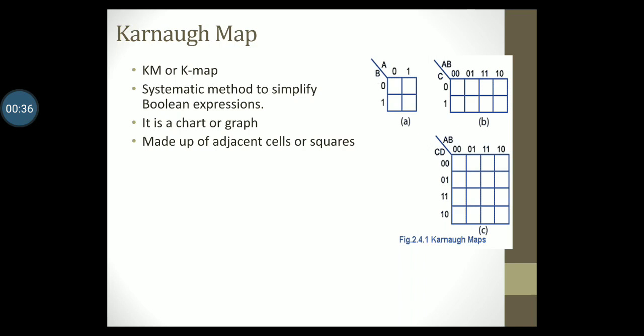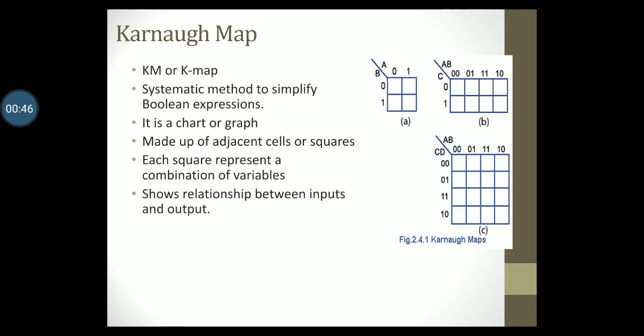Notice the image to the right. Each square in this chart will represent some combination of variables in sum or product form. It is in fact very similar to a truth table because it shows the relationship between inputs and outputs.